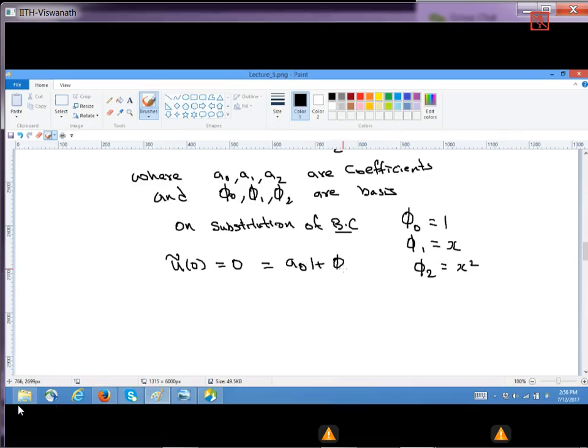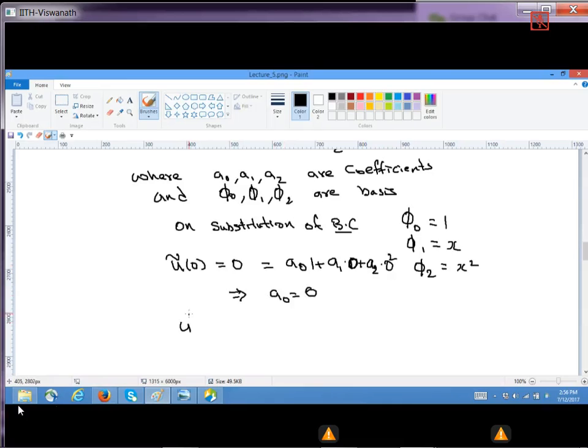When I substitute at 0, it is a1 into 1, sorry, 0, plus a2 into 0 square. That implies my a naught is equal to 0.